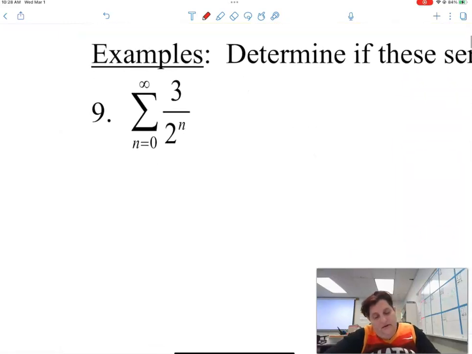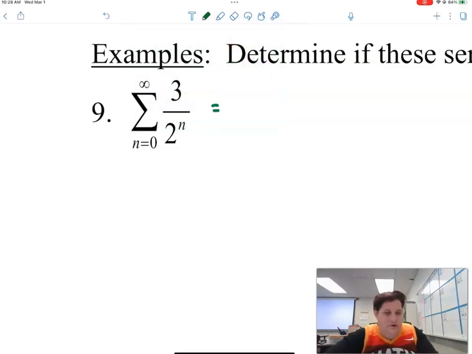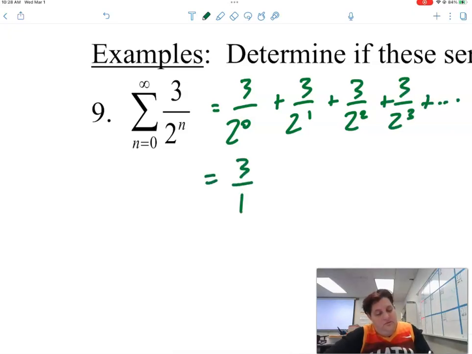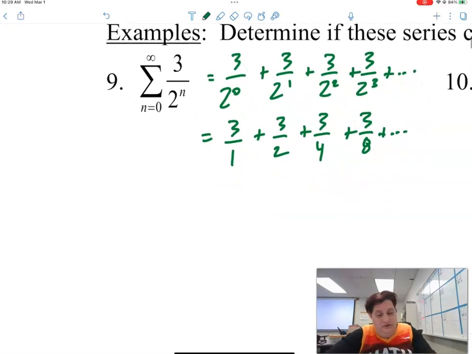So let's look at this one. Every once in a while, it just helps me to write out a few terms. You don't have to, but because we're new to this, I want to do that. 3 over 2 to the 0, 3 over 2 to the 1, 3 over 2 to the 2, 3 over 2 to the 3. So 2 to the 0 is 1, 2 to the 1 is 2, 2 to the 2 is 4, 2 to the 3 is 8. So these are getting smaller. They look like they're converging.